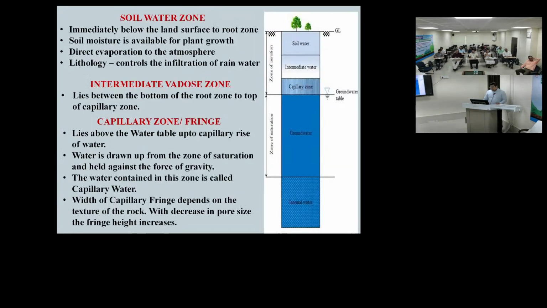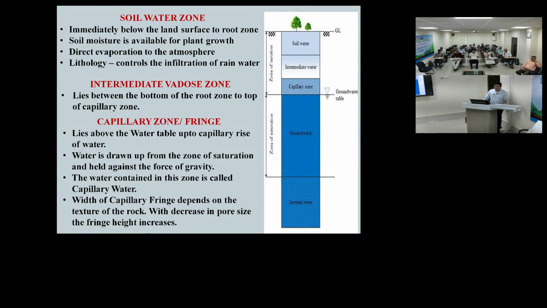Next comes the soil water zone. Immediately below the surface is the root zone, which we can find up to 2-3 meters. Soil moisture is available there, and direct evaporation to the atmosphere occurs. Now the intermediate or vadose zone lies from the bottom of the root zone to the capillary zone. The capillary zone lies above the water table, up to the capillary rise of water, which depends on surface tension forces, because all those soil particles have a surface tension. Ultimately it's a molecular force.